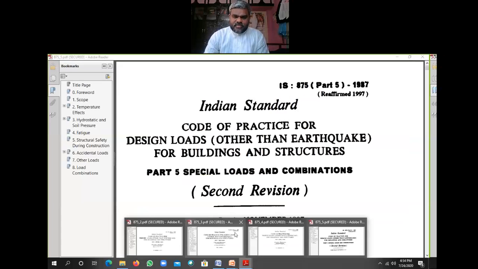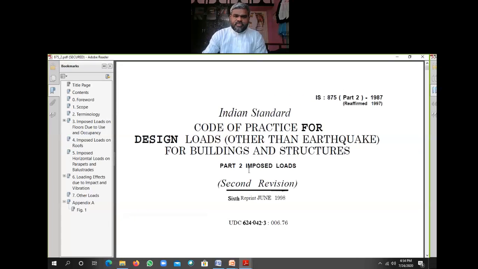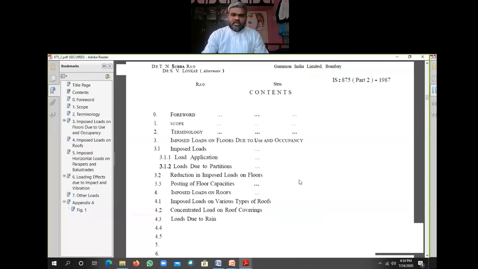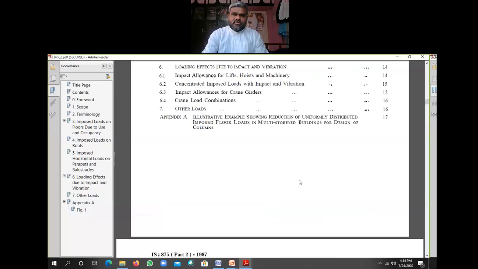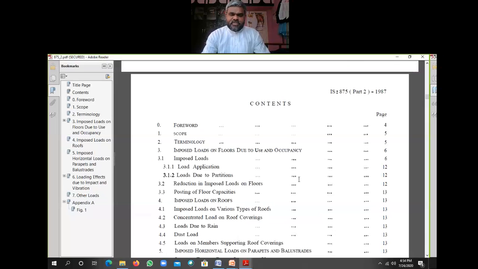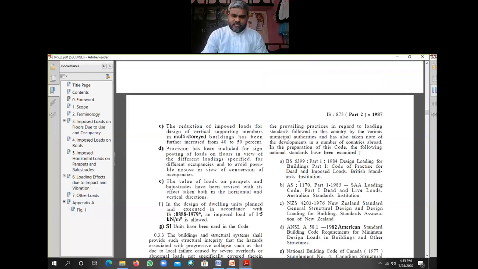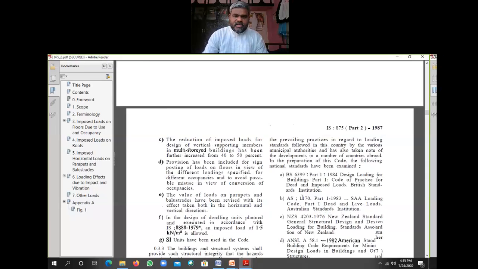Next, IS 875 part 2. If you see part 2, it is related to imposed loads, meaning live loads. How can live loads be assumed? How are live loads coming onto the building? How can we ascertain that? These live loads are calculated based on the utility of the building, right? For what purpose are you constructing the building? Based on that, the live loads are designed.